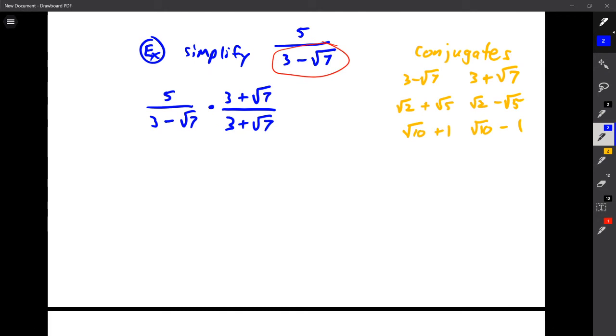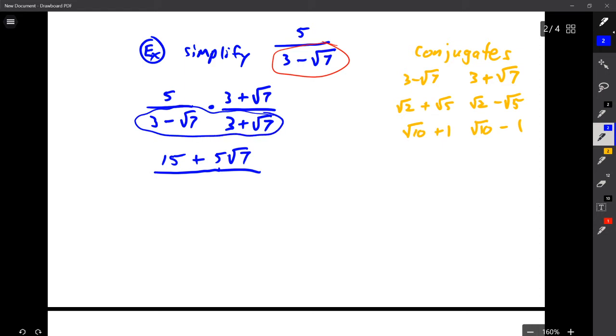The top we have, so we need to distribute because it's this 5 times this whole thing. So we need to use rules of distribution. So we have 5 times 3, that's 15, plus 5 times the square root of 7, that's just 5 root 7. Okay? Now the bottom. This is one of the many reasons why we learned about a difference of squares. You might recall, some of you will, some of you won't, but that's okay. That's why we are reviewing a little bit here, that this is the difference of squares.